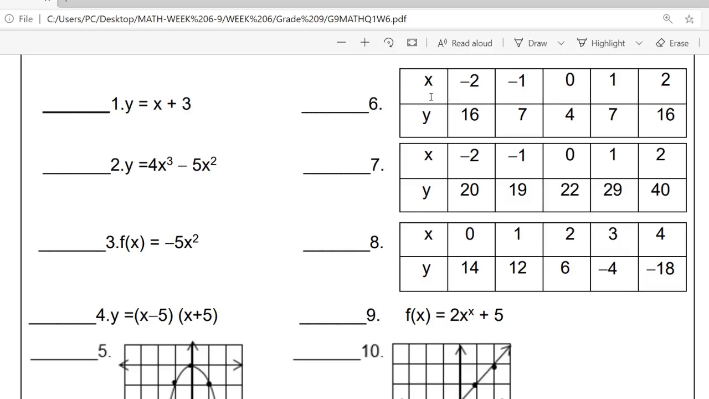This one. Number six here, is this table of values represents or illustrate quadratic functions? QF or not QF? The same process with number seven, number eight, similar with number six. And number five, it's a graph. Is this a graph of quadratic function or not? So just write QF or not QF.